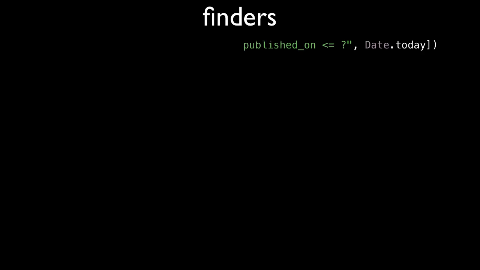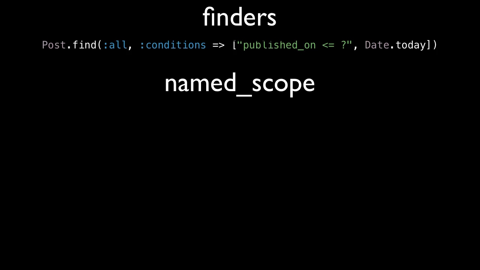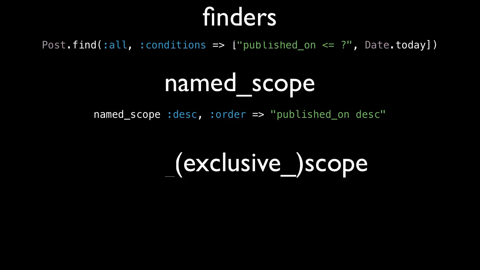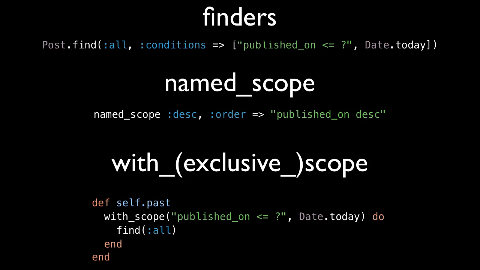In ActiveRecord 2.3, we had three totally different concepts here. Finders, which were specified as Post.find(:all) with a conditions array. We had a separate concept of named scopes, which were in the model and looked like this: named_scope :descending, order published_on desc. And then we had a third concept of with_scope, which could be with_exclusive_scope. And then you could specify with_scope and then do a find all inside there.